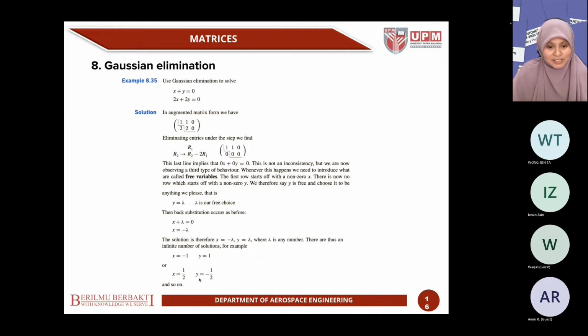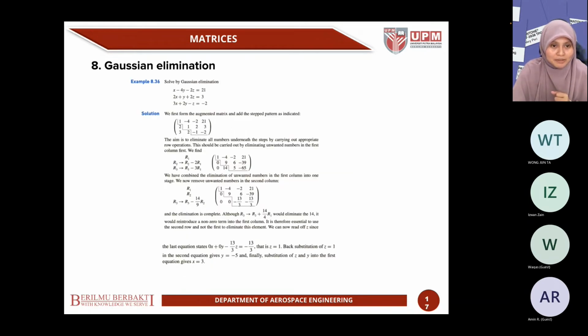For example, like this. It can also be a decimal number or a fraction like this. So if x is 1/2, then y is the opposite sign, minus 1/2, and so on for the rest. So the solution is a free variables solution. Do I have any other example?